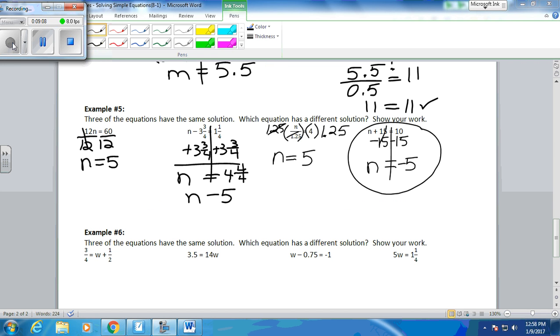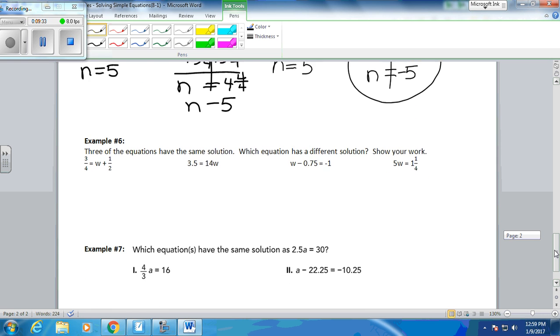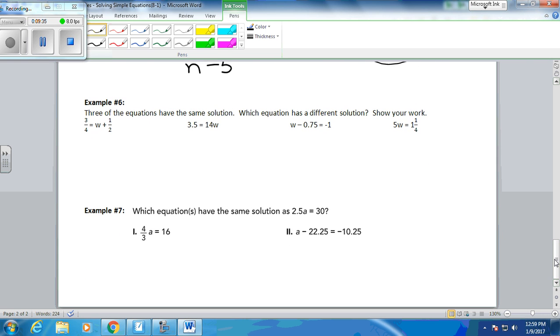Okay, so I went through, calculated all 4 of the solutions, and the last one got negative 5 instead of 5. I just want to show here that when I multiply both sides by the same number, I like to show parentheses to show my multiplication, just in case I have decimals. Number 6, same deal. They're asking for 3 equations that have the same solution, so which equation has a difference? Go ahead.